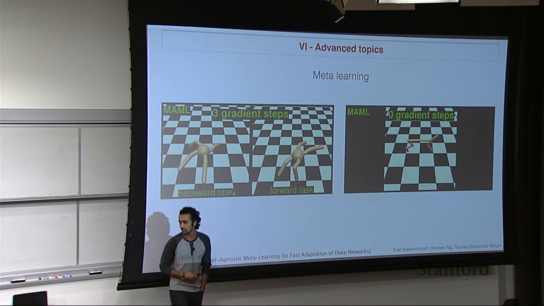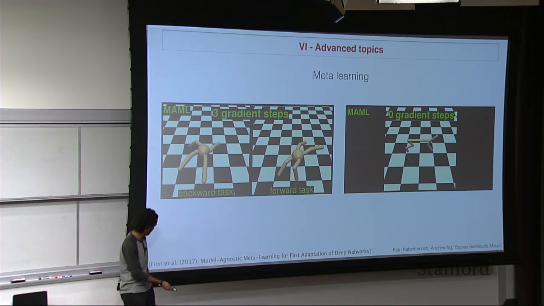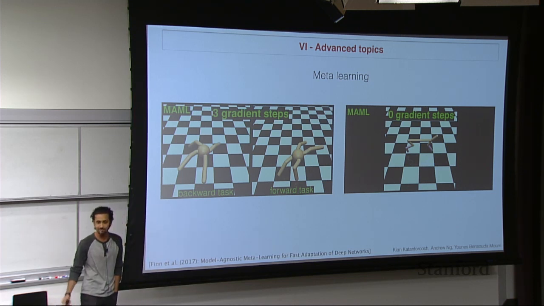Meta learning is also cool. I mean, the algorithm is from Berkeley, Chelsea Finn, who is now also coming to Stanford. It's called model agnostic meta learning.